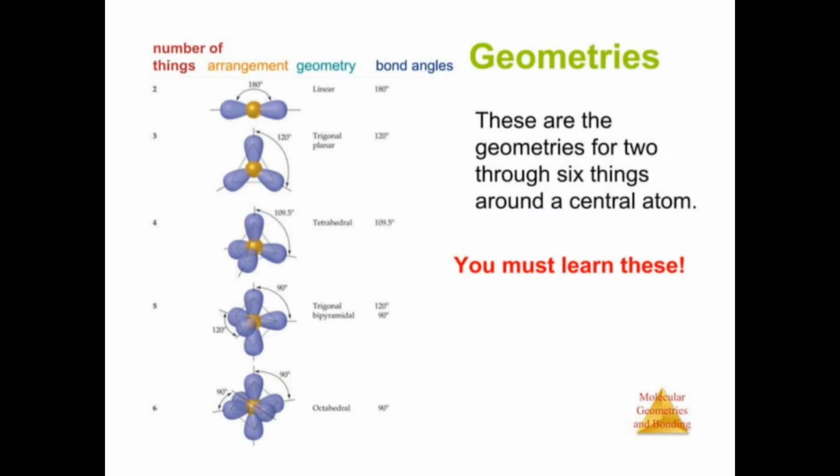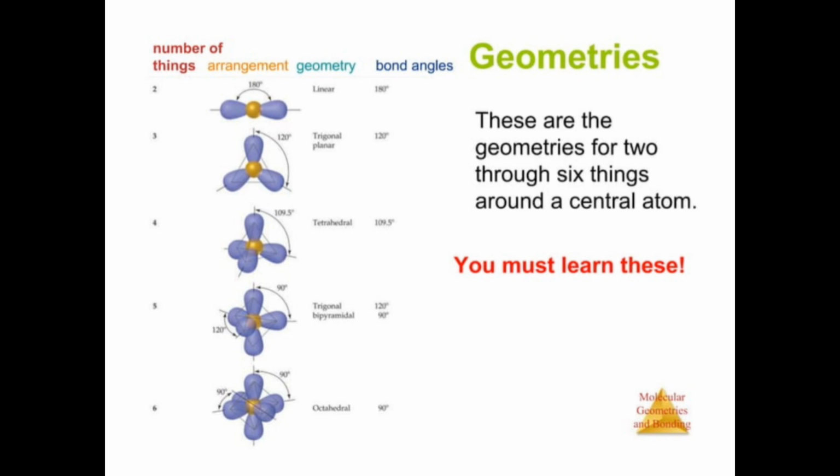Okay, so looking at geometries now. These are the geometries you can see around a central atom, and then we could have about five of them or more.